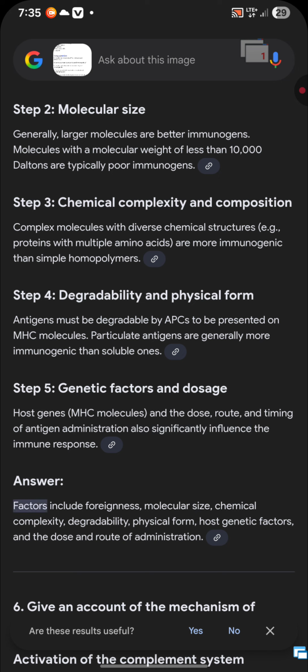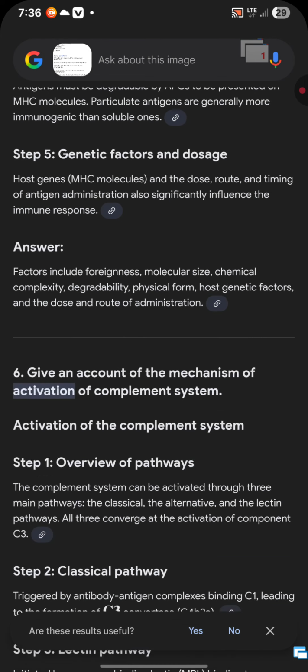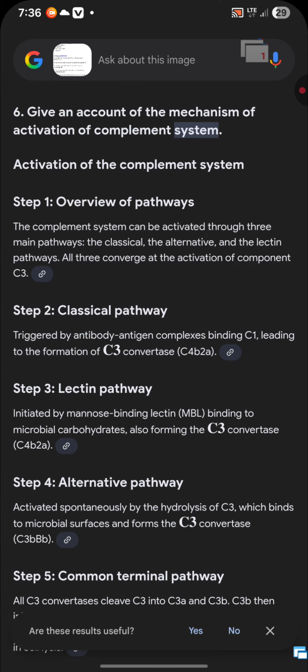Answer. Factors include foreignness, molecular size, chemical complexity, degradability, physical form, host genetic factors, and the dose and route of administration. 6. Give an account of the mechanism of activation of complement system.